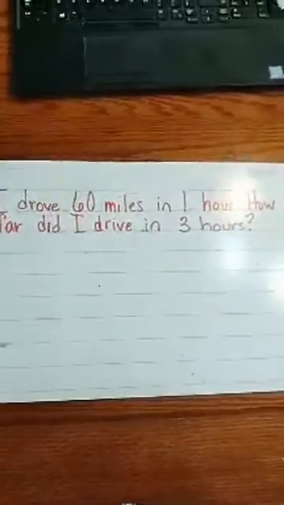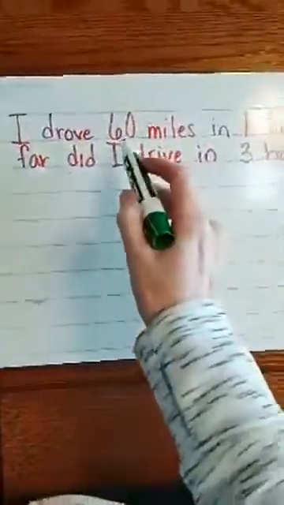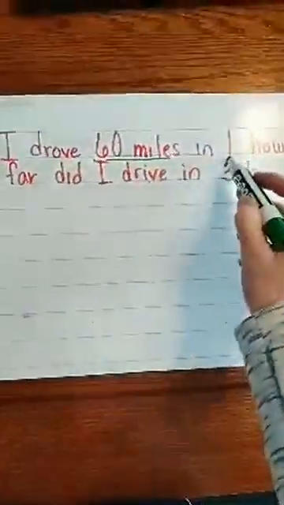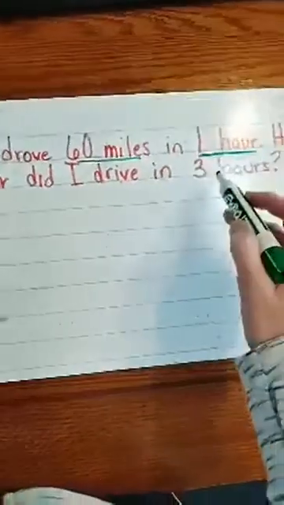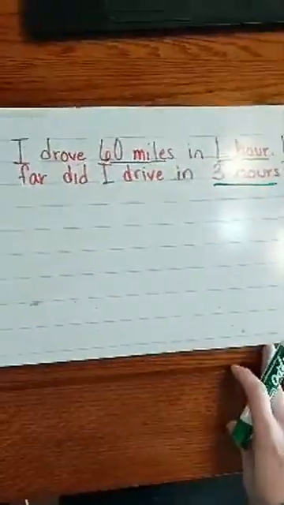I've got this problem right here. I drove 60 miles in 1 hour. How far did I drive in 3 hours? I said we're going to use ratios, so we need to set up our ratio. We've got some key things here: 60 miles in 1 hour, and we want to know how many in 3 hours. Those are the key things we're going to use.